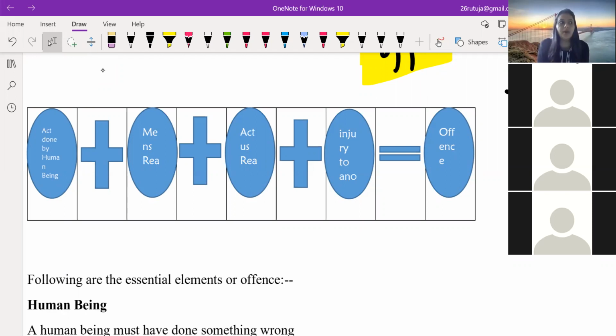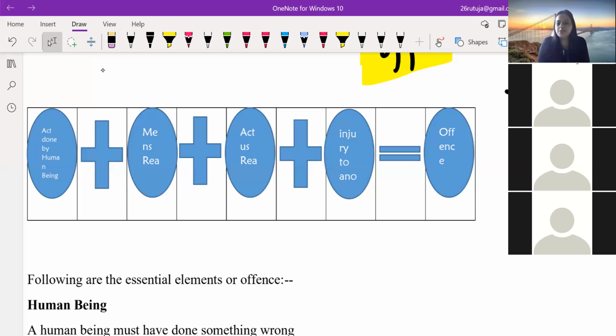Can I say that the monkey has committed an offense? Yes. उसने चोरी की है मेरे हाथ से, मेरी पर्स चोरी की, मेरे हाथ से उस बनाना को snatch किया. Can I say it is an offense? No. No, ma'am. Why no?